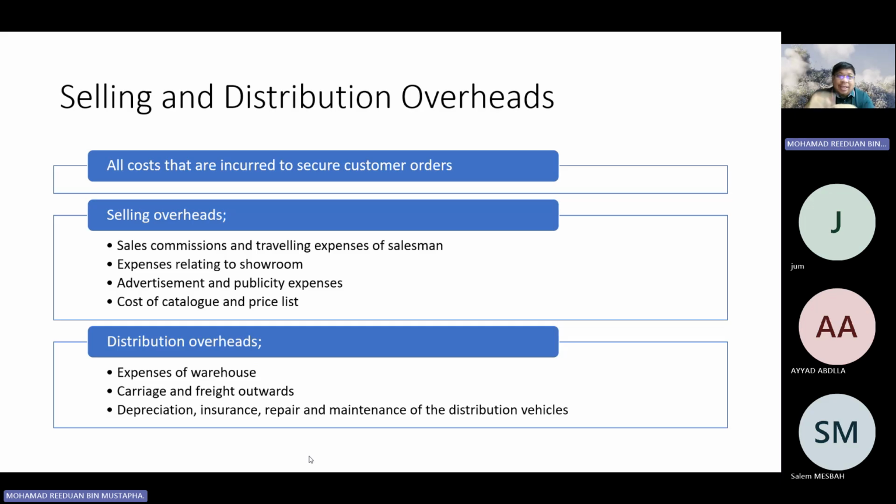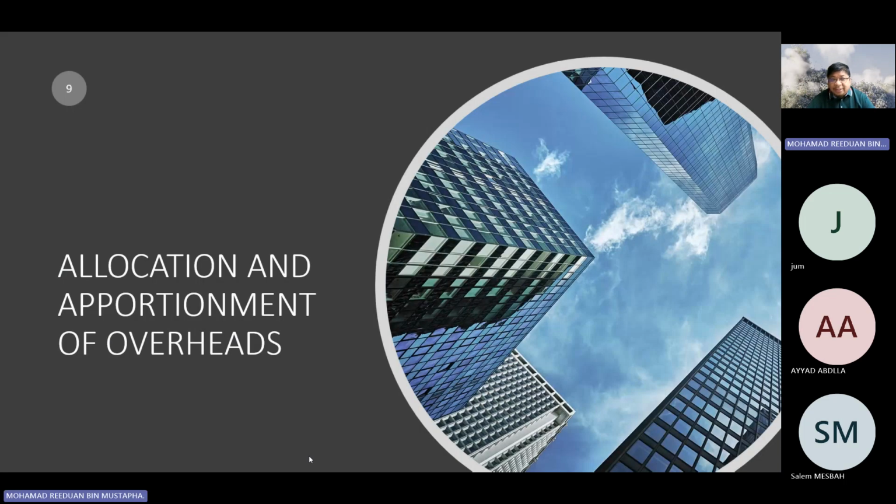But indirectly, yes, when you pay the commission, you reduce your revenue and you increase your expenses. So these expenses or a portion of them need to be deducted from your product. Okay, so that is the allocation and apportionment of overheads.